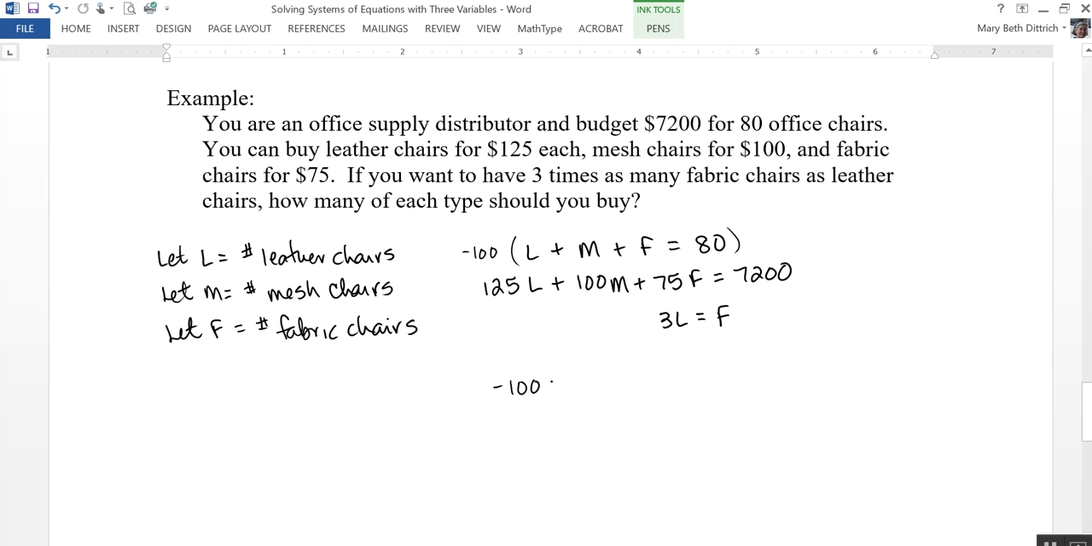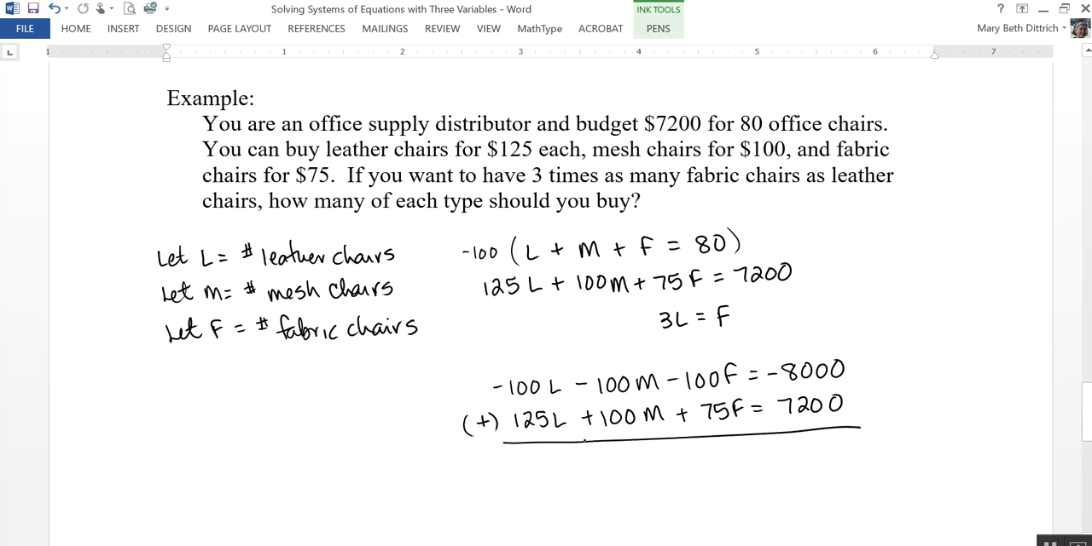So -100L minus 100M minus 100F equals -8,000. And then I'll just copy my second equation underneath there. And then let's go ahead and add those 2 equations. So my M is going to be eliminated, which is good because I already have an equation with an L and an F. That gives me 25L minus 25F is equal to -800.